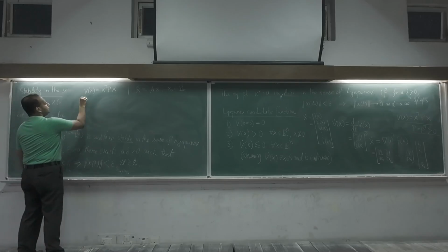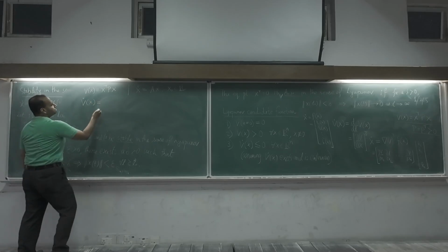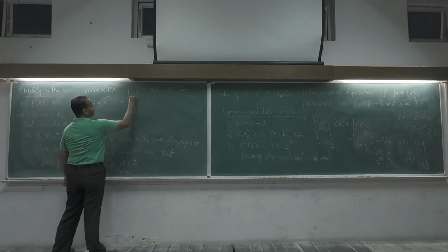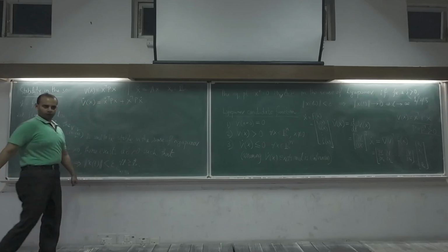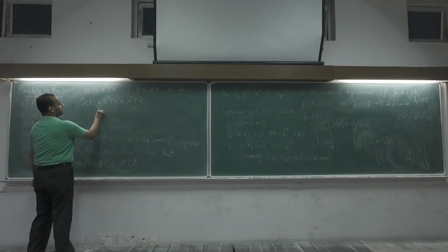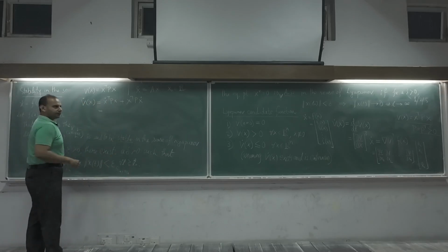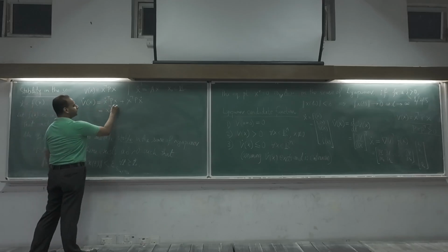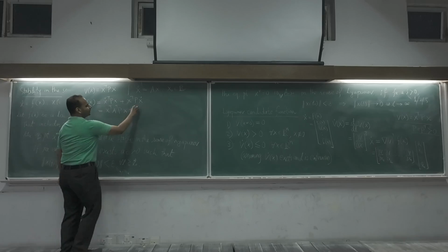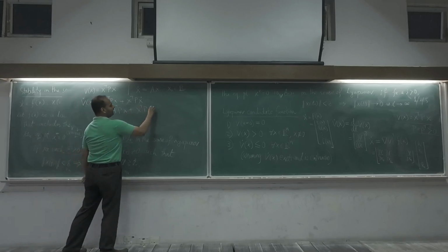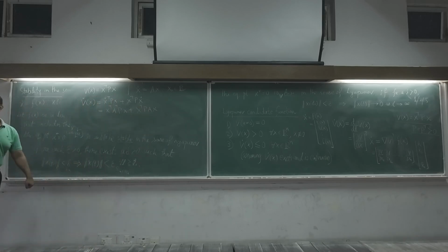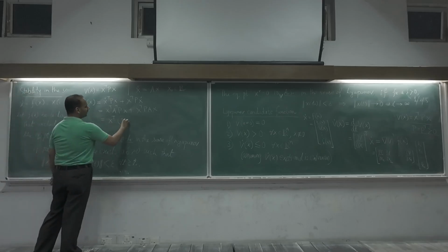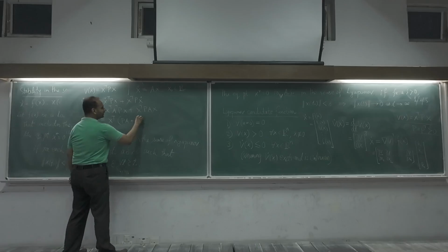Now V dot of X is X dot transpose Px plus X transpose Px dot, right? Now X dot means Ax, so Ax whole transpose, so X transpose A transpose Px plus X transpose PAx, isn't it? Take out X transpose, then I'm just slightly rearranging the terms.